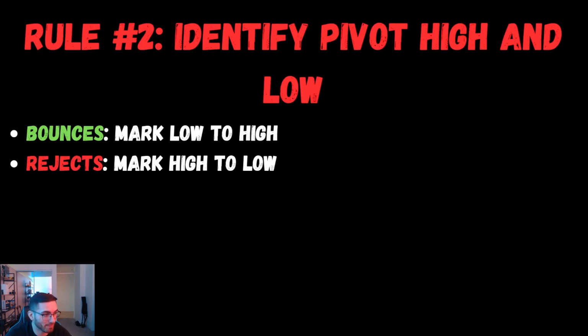So once you've identified if the market's in an uptrend or in a downtrend, and if you're going to be looking for a bounce or for a reject, if price is in an uptrend, you want to take your Fibonacci retracement and you want to draw it from pivot low to pivot high. And if price is in a downtrend, you want to mark your Fibonacci retracements from pivot high to pivot low.